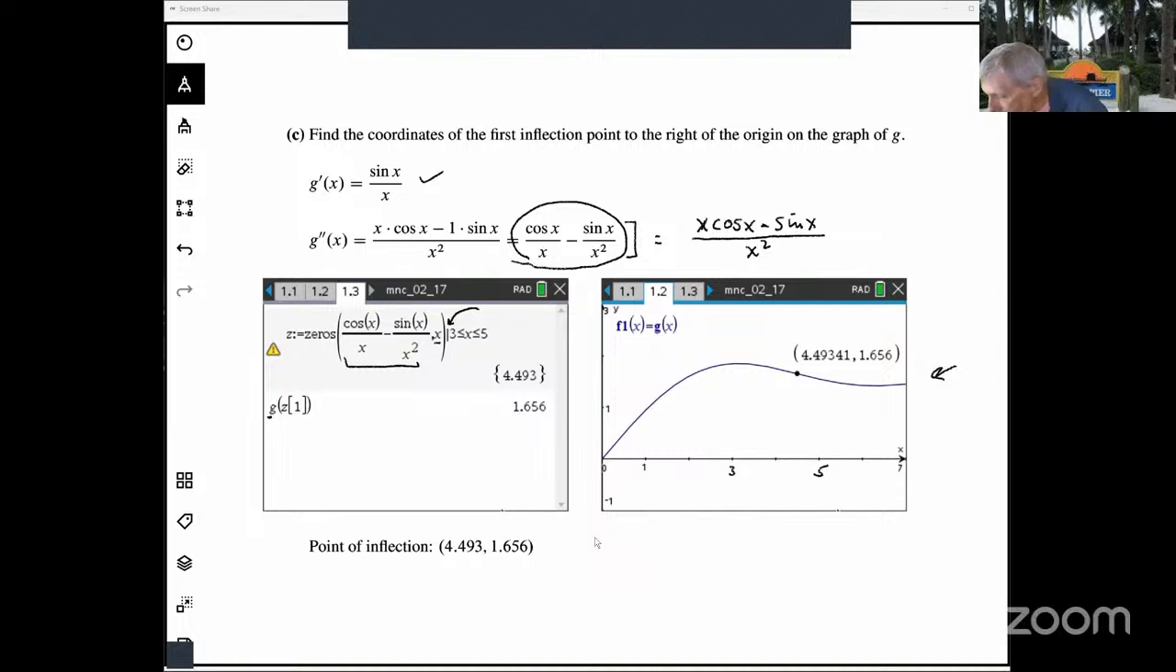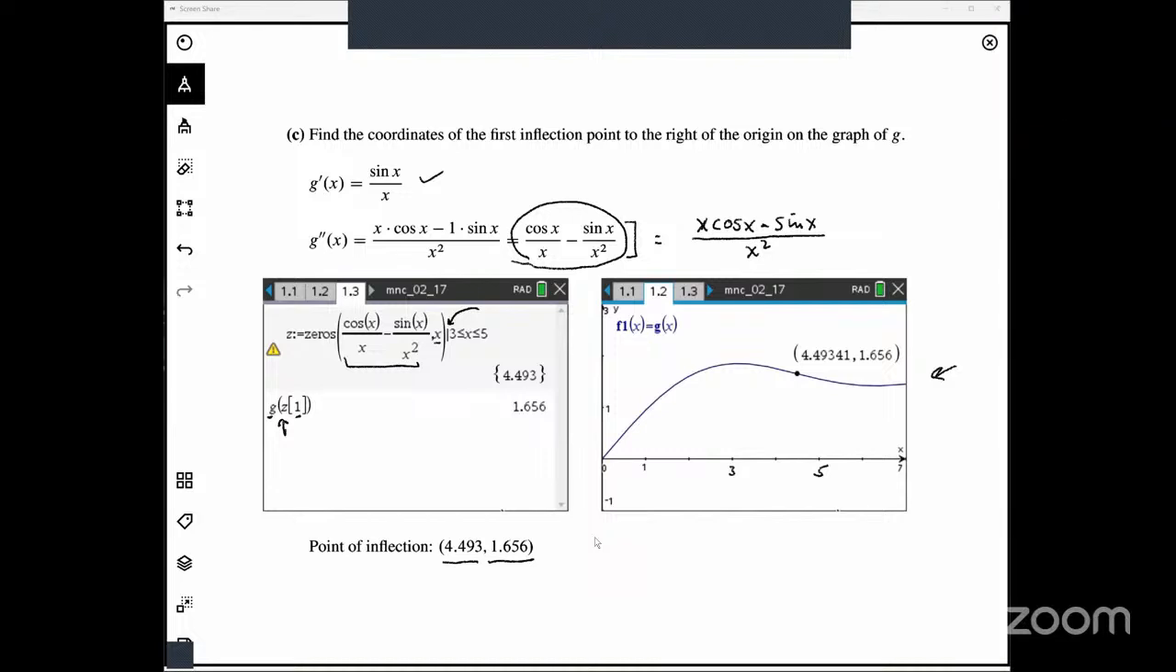I evaluated G at the first element of my zeros list. So my point of inflection is 4.493 and 1.656. That's really cool.